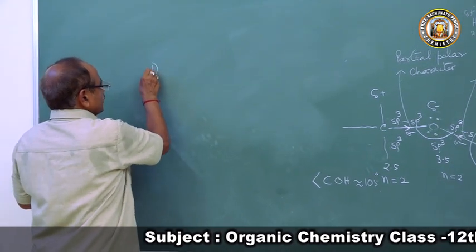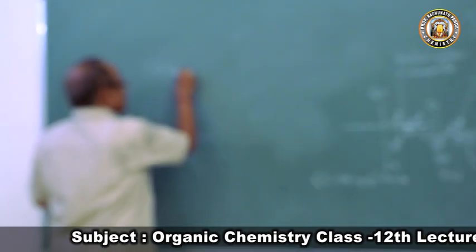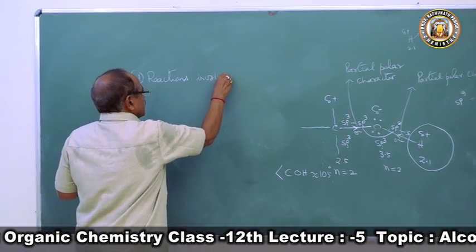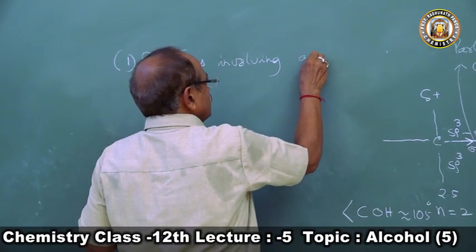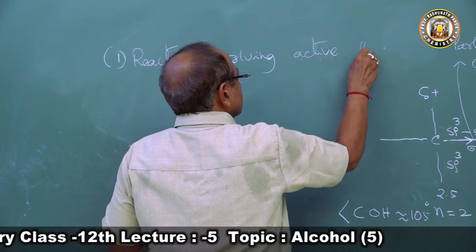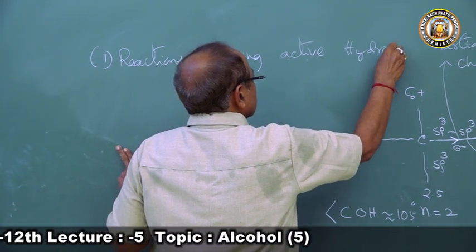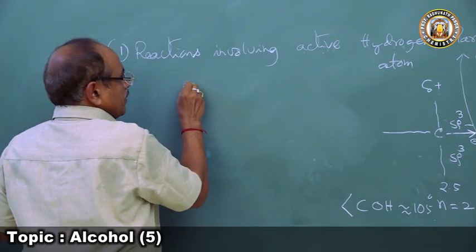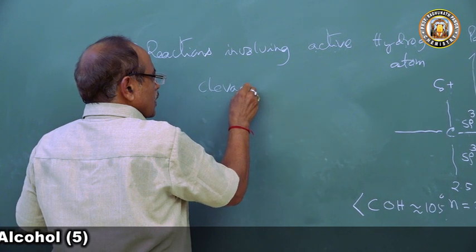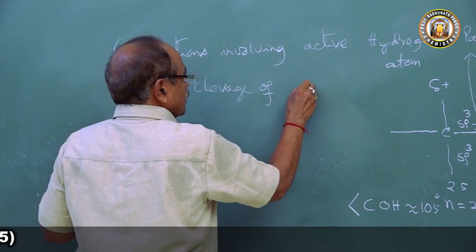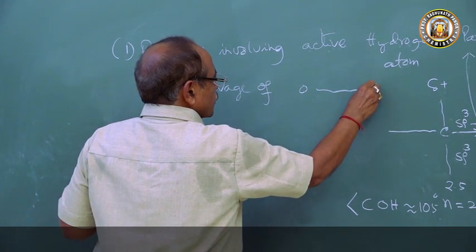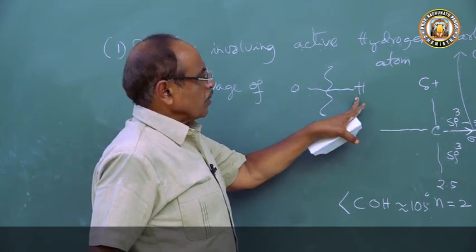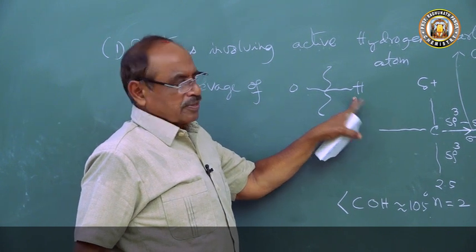The first type of reaction: reactions involving the active hydrogen atom, that is, cleavage of the OH bond. This OH bond undergoes cleavage. In place of the hydrogen atom, another positive part of a molecule can be substituted.